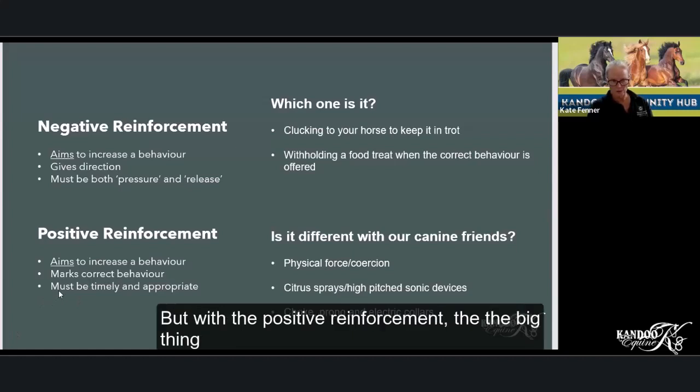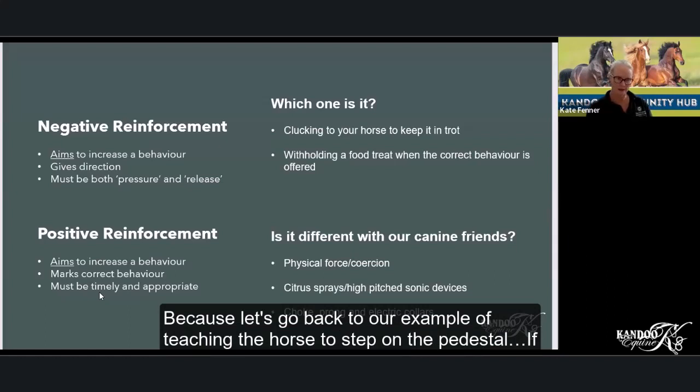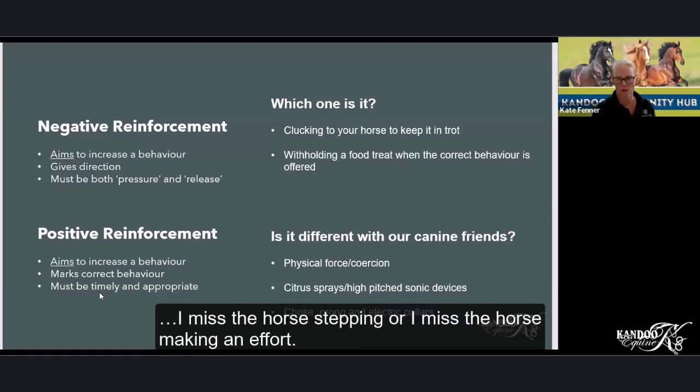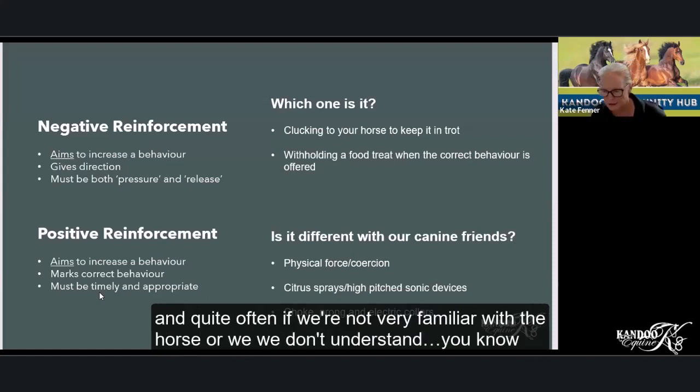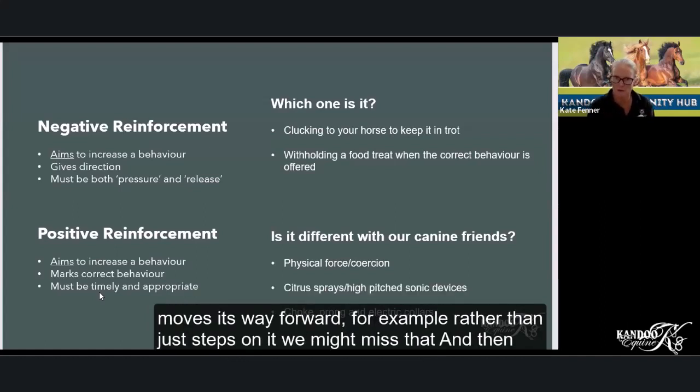But with the positive reinforcement, the big thing here is it must be timely. Let's go back to our example of teaching the horse to step on the pedestal. If I start rewarding the horse with food to step on the pedestal, and I miss the horse stepping, or I miss the horse making an effort, and quite often if we're not very familiar with the horse, or we don't understand shaping very well, the horse makes a little effort and we might miss that. If the horse moves its weight forward, for example, rather than just steps on it, we might miss that.